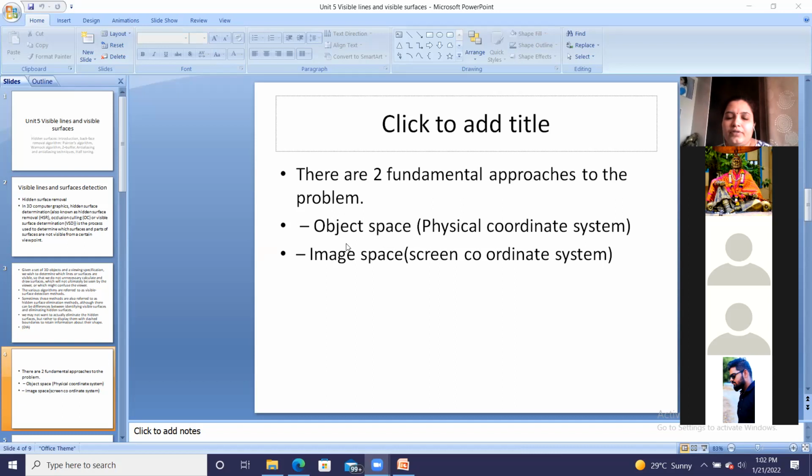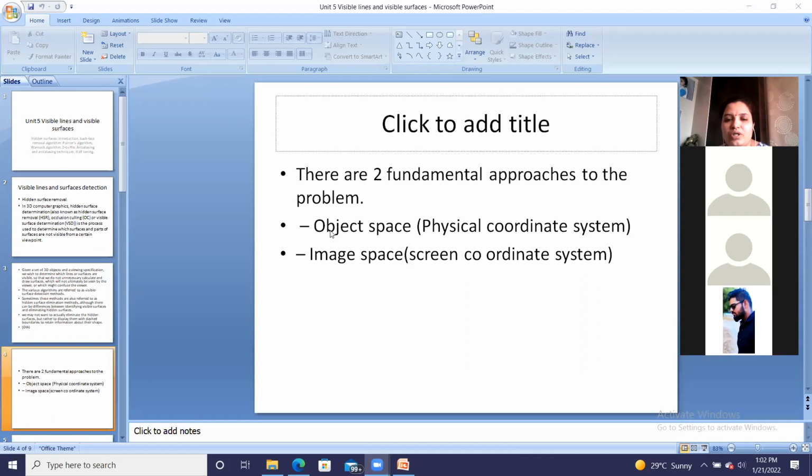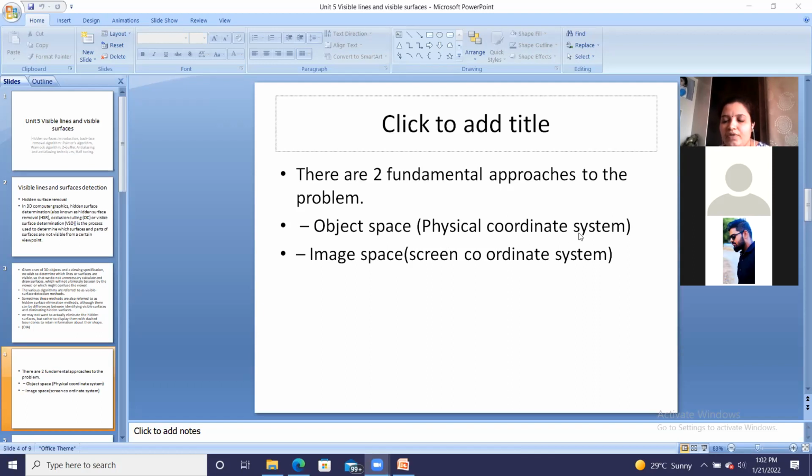Out of that, the first method that we are going to learn is the backface removal algorithm, which is totally based on the first approach, the object space method. The name itself gives you an idea that it is going to remove backside faces, and this method uses the object space or physical coordinate system approach, in which we consider the characteristics of the actual object to recognize the hidden surfaces.